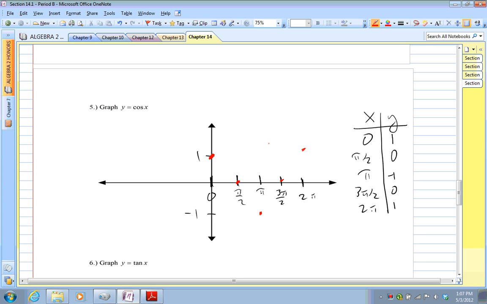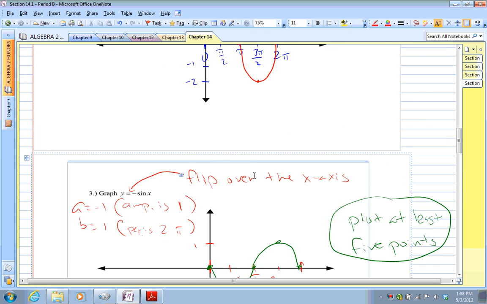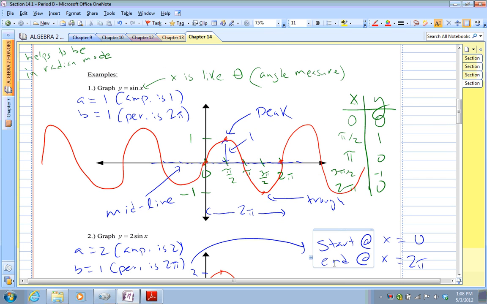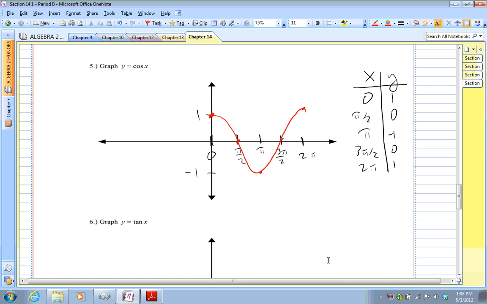Yeah, but not really, because the definition of a parabola is the set of all points equidistant from a fixed point and a fixed line. That's not the case here. So it almost looks like the sine graph, but not quite. If you compare this to the sine graph, or actually, let's just draw a sine graph right next to it.